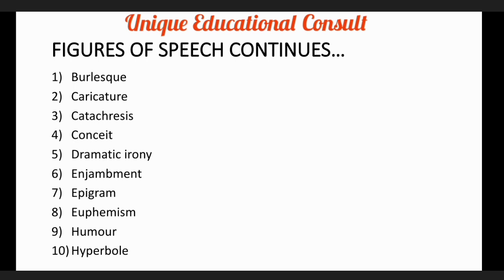Another one is epigram. This is a short and wise statement. Originally, an epigram is inscribed on a dead man's grave. When a tomb is made, something will be written on the grave. That is what is called epigram. So epigram has the same sense as epitaph; they share the same view. The next on the list is euphemism.